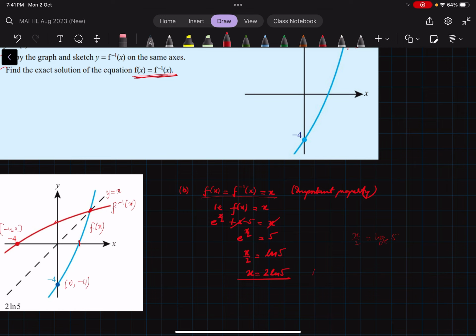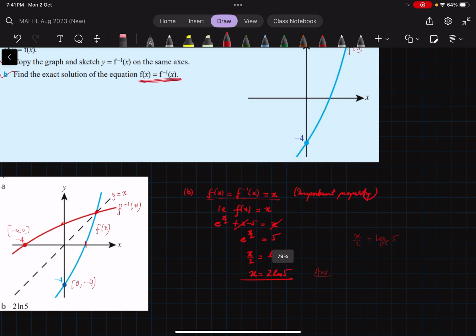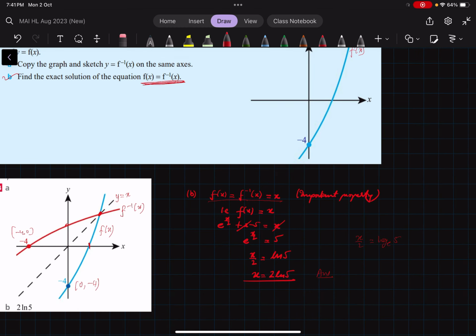So that's your answer. So remember that you will never be able to solve f(x) is equal to f inverse of x directly. That will be very difficult. So whenever they ask you sums of this sort, you must use the fact that f(x) is equal to f inverse of x is equal to x. And you solve f(x) is equal to x.